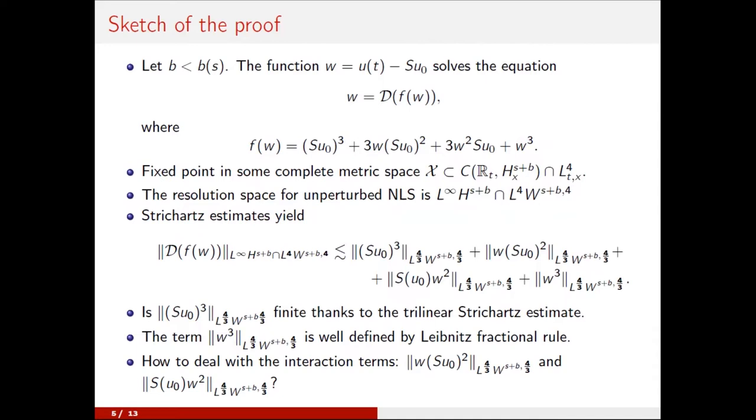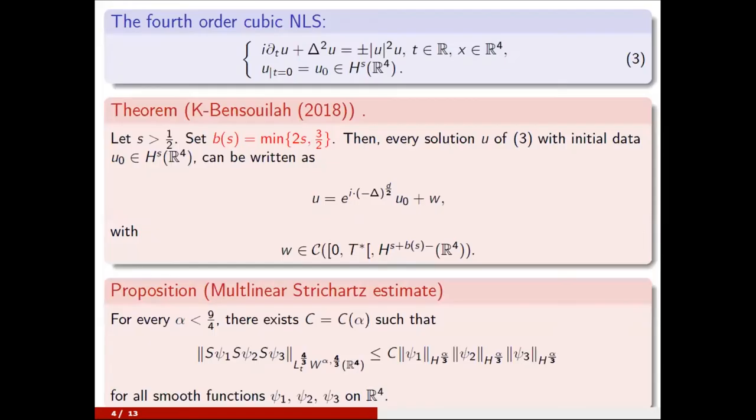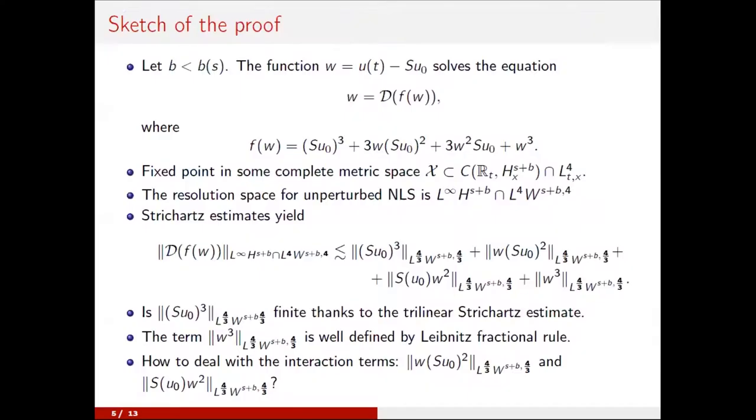The idea comes from this one. We know that the linear solutions have the three linear Schrödinger estimates. I know that I can control this term, for the S given in the theorem, thanks to the fact that U0 is in HS. Plus, I can control this one for S plus B.